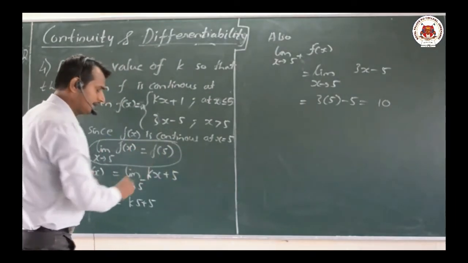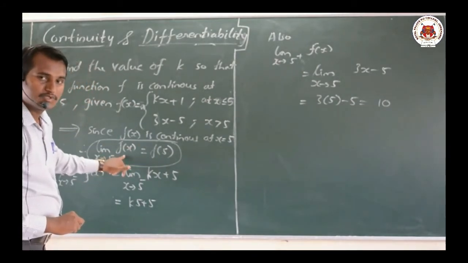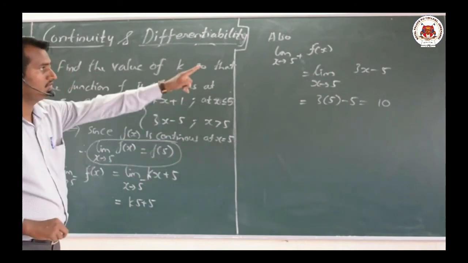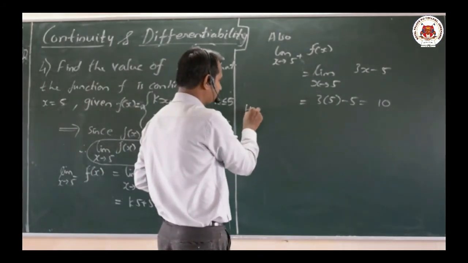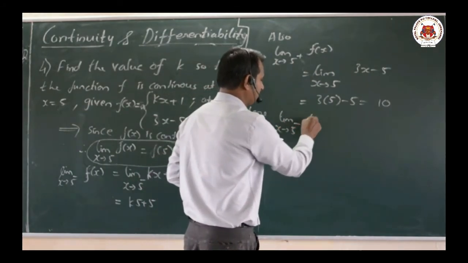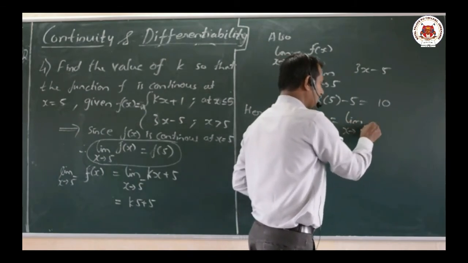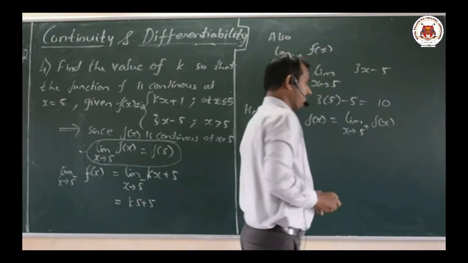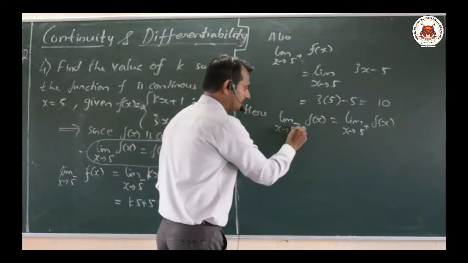Now here, as in the previous problem, already it is a continuous function. The limit exists. Limit exists means what? Left hand limit should be equal to right hand limit. That we shall write here: the limit as x tends to 5 minus f of x is equal to the limit as x tends to 5 plus f of x.